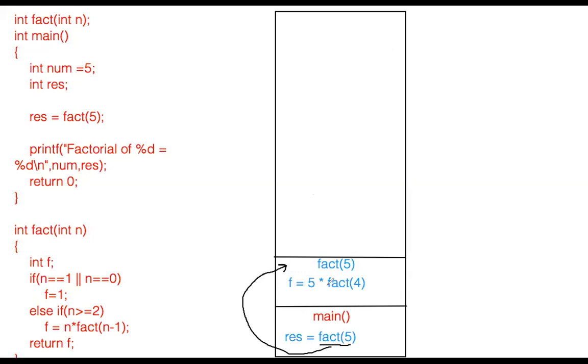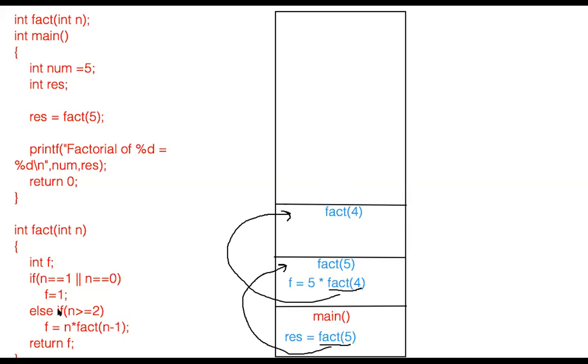What is fact of 4? It is a function call. So this is again pushed into the stack memory. This fact of 4 is again pushed into the stack memory, and this is my new function, fact of 4. Now you can see there are 3 functions present in my stack: main, fact of 5 and fact of 4.